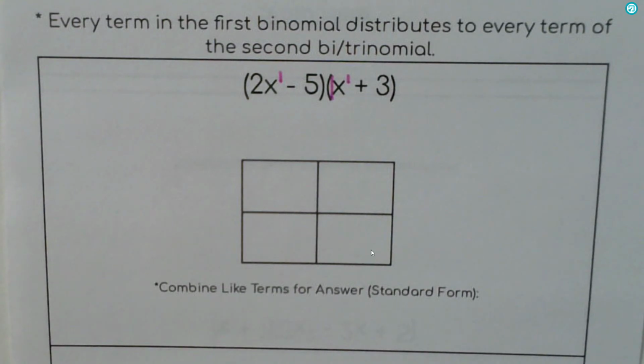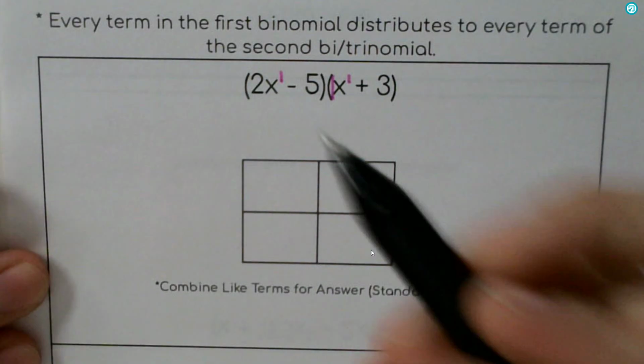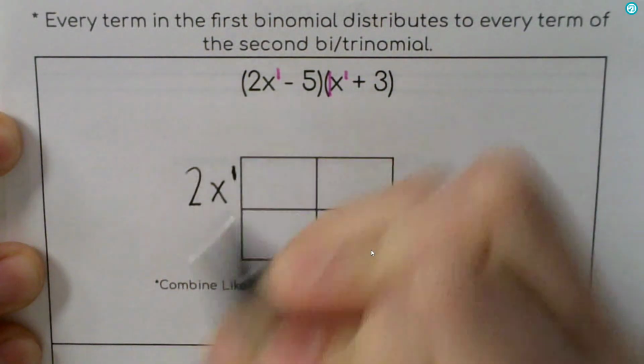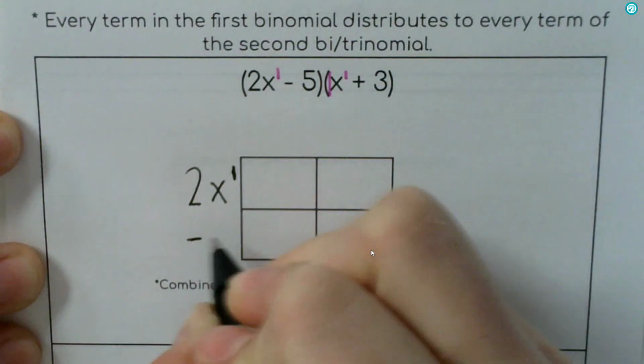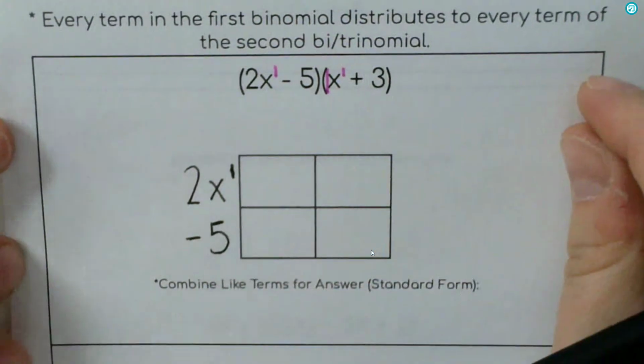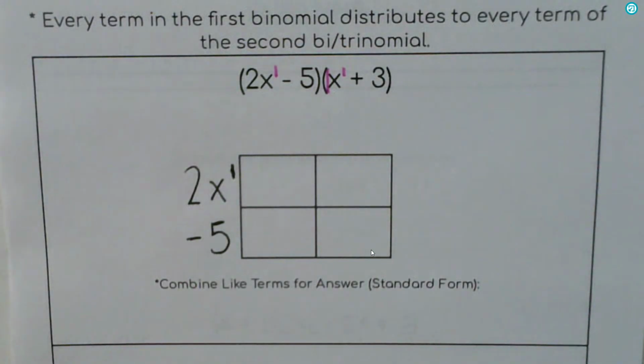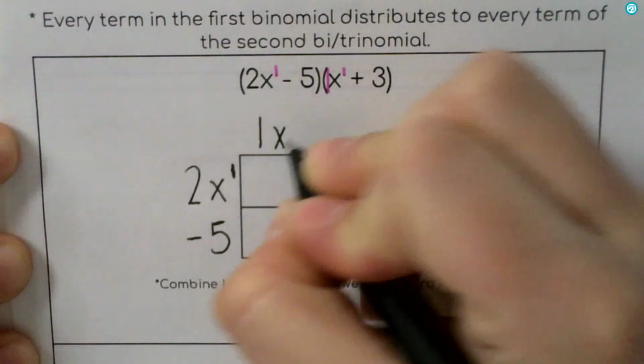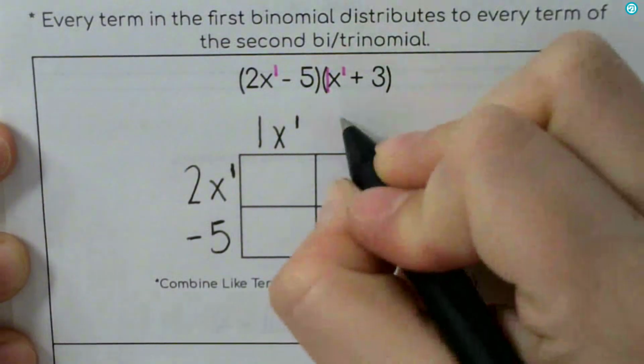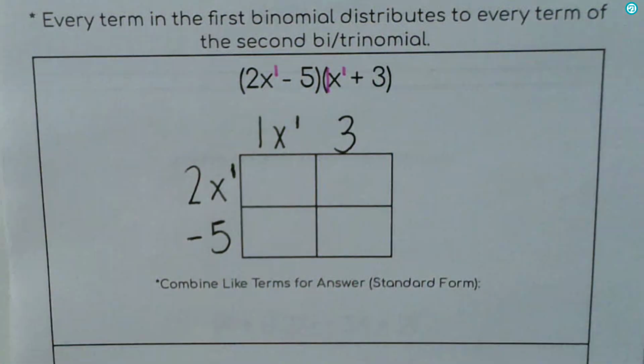Okay, so now we are going to take that 2x to the first minus 5. We're going to put it on the left side of our box. So we're going to put the 2x to the first here. We're going to put our minus 5 here. Then across the top, we're going to put 1x to the first and a 3. So this is us taking our 2 terms times our 2 terms and making sure everybody in the first binomial gets multiplied by everybody in the second binomial.